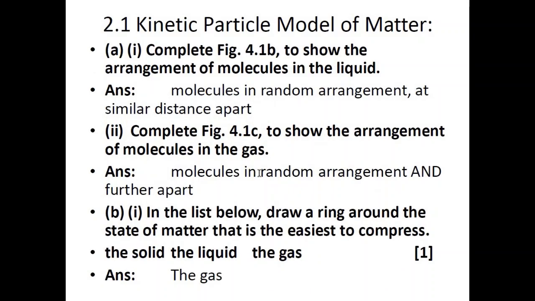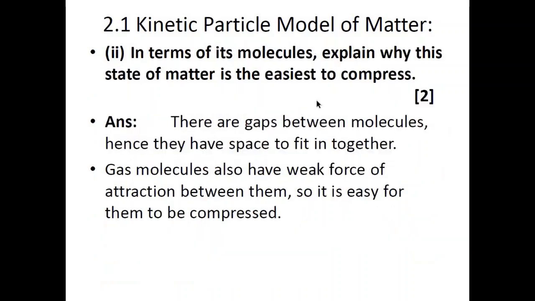In the list below, draw a ring around the state of matter that is easiest to compress: solid, liquid, gas. Then that would be the gas. In terms of its molecules, explain why this state of matter is easiest to compress. Because the gas has a lot of free space between the molecules that can be compressed. And gas molecules also have weak forces of attraction or repulsion between them, so it is easy for them to be compressed. It is 2 marks, so we state 2 points.